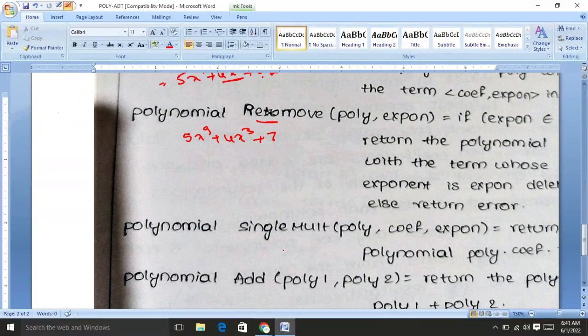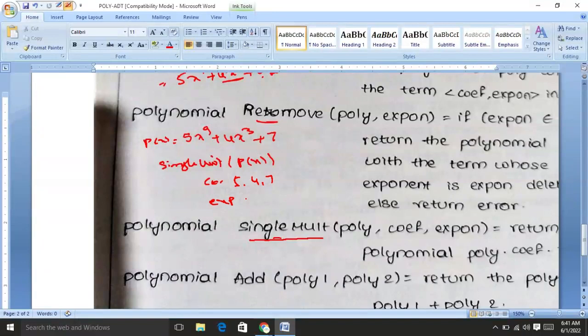Okay, so I am going to use the single unit polynomial coefficient exponent. It returns the polynomial's coefficients and exponents. Suppose I use this polynomial, that means I am going to consider this as p of x. Single unit of p of x, I'm going to write it. So the coefficients are 5, 4, 7, and the exponents are 9, 3, 0, returned by this function.